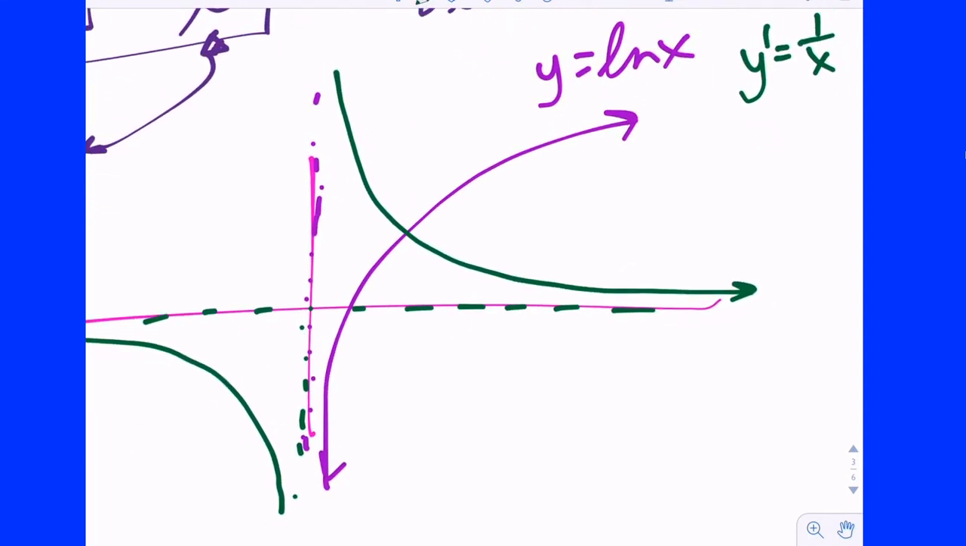Now, this is the first time we've done something like this. We're looking at the purple graph and its derivative, the green graph, on the exact same coordinate plane. So the y values of the green graph represent the slopes of the purple graph at those x values. Would you agree?